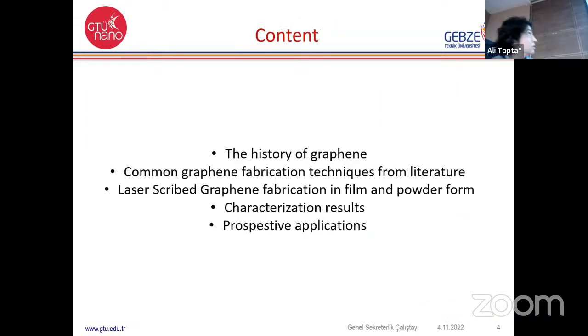The content of this talk will be a little bit on the history of graphene and then common graphene fabrications that are currently employed. And after that, we will talk about what laser scribe graphene is, how it is made, and how we make it. And after that, we'll share some characterization results as well as prospective applications.